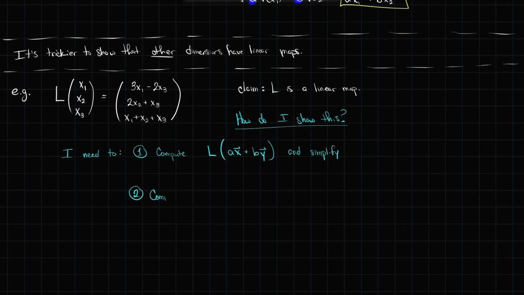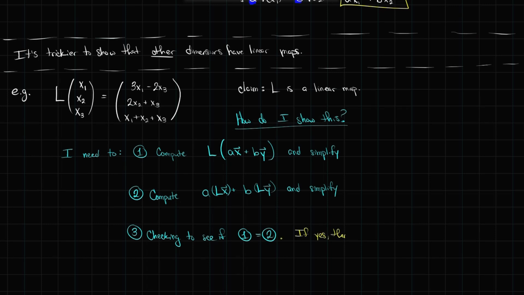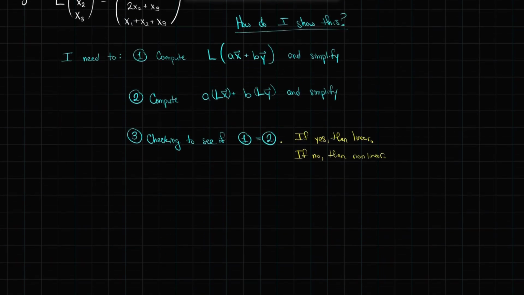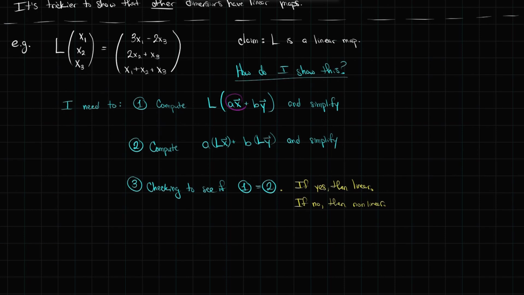Secondly, I need to compute a times L of x plus b times L of y and simplify. And then I need to finish by checking to see if 1 equals 2. If yes, then linear. If no, then non-linear. So that's always the process, and it's just a little bit of work to actually go through it. So let's decide what I even mean by these objects.